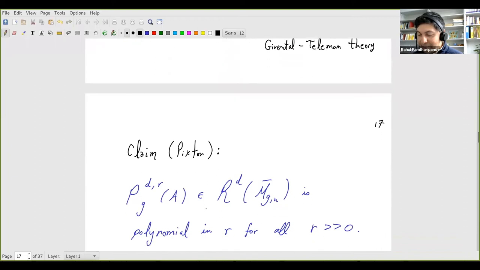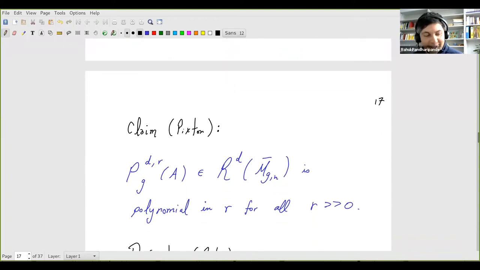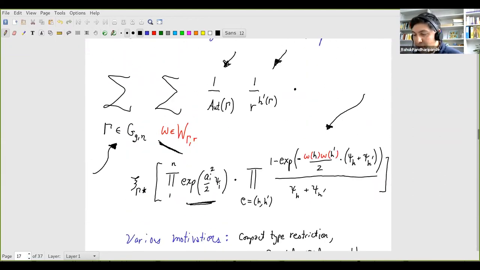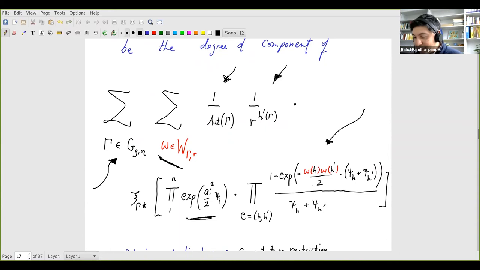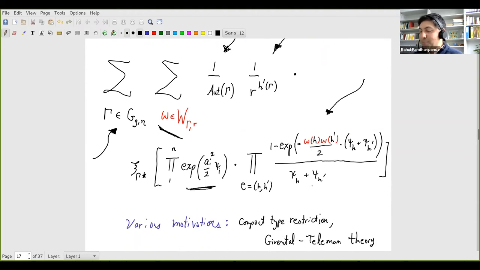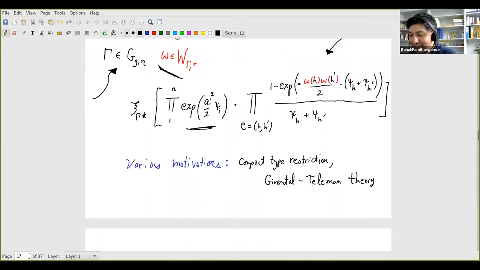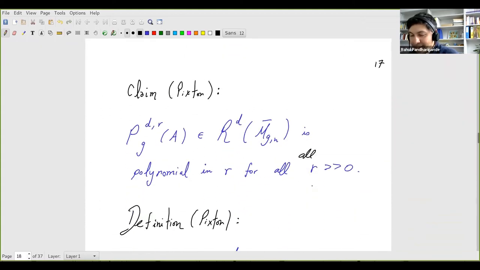So the claim by Pixton to get rid of the R is kind of an interesting idea. He says that this is a polynomial in R for R sufficiently large. If I look at this thing, it's not clear what the dependence on R is. For small r, it can be slightly chaotic, but for all r sufficiently large, it becomes a polynomial in r. This is proven using the theory of integer counts in polytopes, and some people are very good at this. So the claim is this is a polynomial in r for all r sufficiently large.